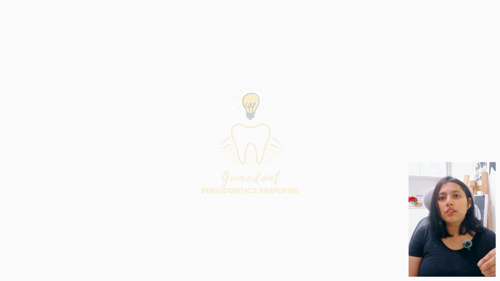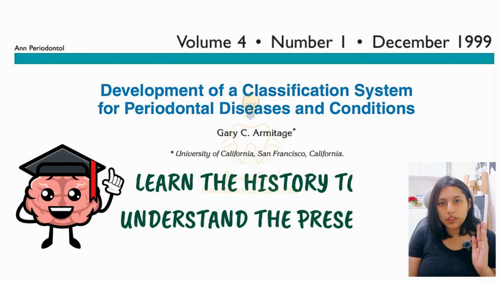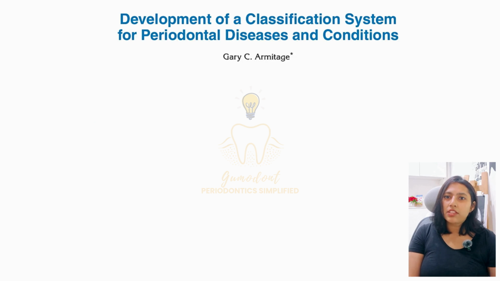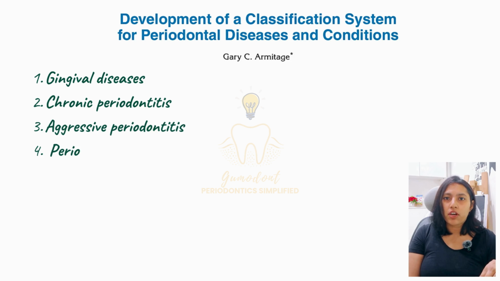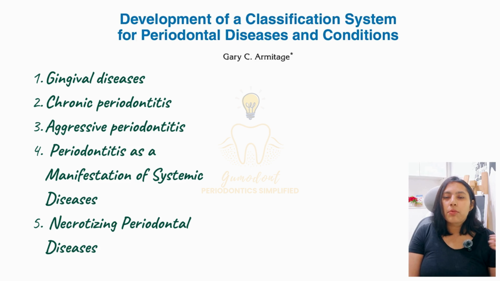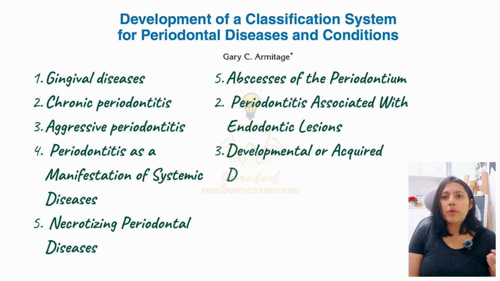But before we understand the new classification, we need to understand what we were using earlier, because only then will you understand why this change was needed. So let's look at the 1999 classification by Armitage. Armitage classified periodontal diseases into multiple categories. These were gingival diseases, chronic and aggressive periodontitis, periodontitis as a manifestation of systemic diseases, necrotizing periodontal diseases, abscesses, endoperio lesions, and developmental or acquired deformities and conditions.